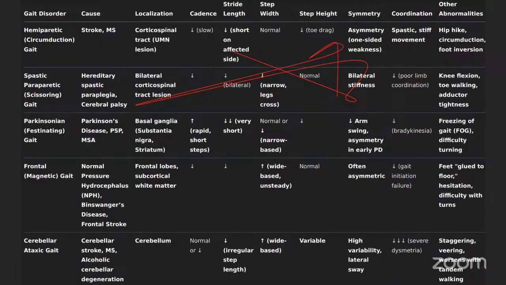Usually OPDs will not be that big, so while entering the gate itself, we can see if they are having freezing, that kind of thing. We can observe, sir. Very good. At the outset, we see gait.